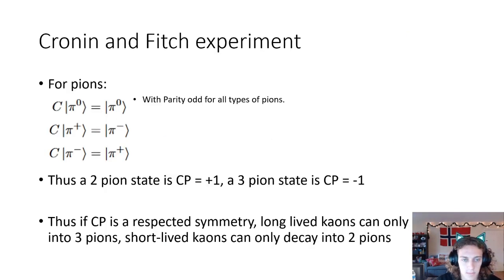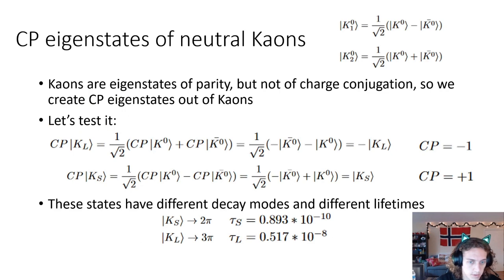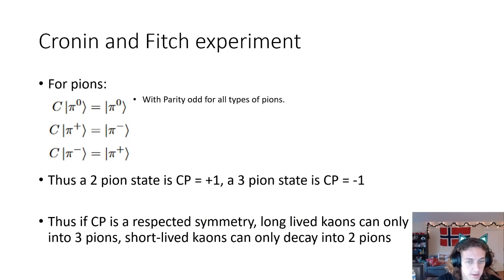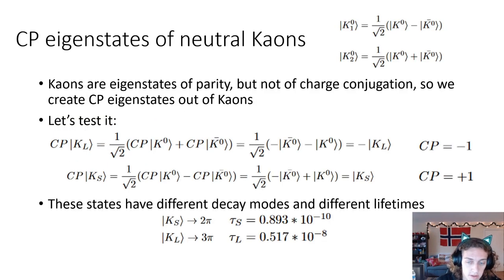First, though, charge conjugation on pions. Pi 0 is its own antiparticle. Pi plus and pi minus are C conjugates of each other. And parity is odd for all types of pions, meaning that a 2-pion state, I'll go back to the previous slide, here we have this 2-pion state for KS, and we have the 3-pion state for KL, meaning that a 2-pion state gives us CP plus 1, and a 3-pion state CP minus 1. And again, I'll go back to the previous slide, we know that CP is minus 1 for this KL, and we see that CP is conserved in this.